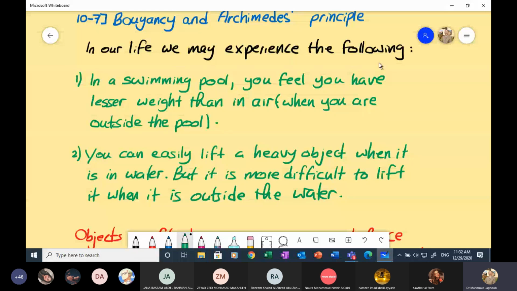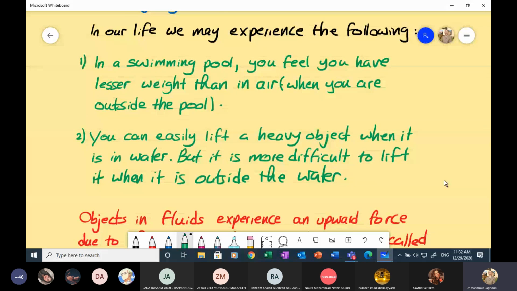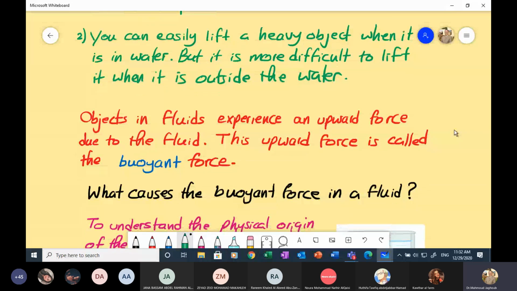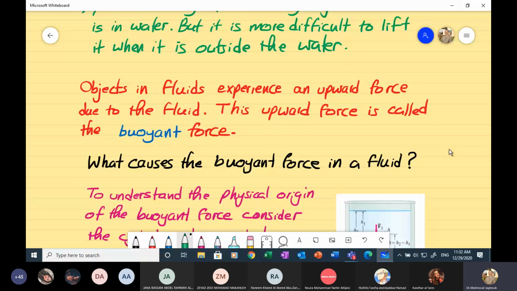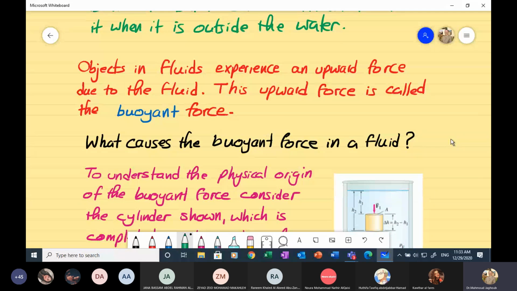So in our life, we may experience the following. In a swimming pool, you feel you have less weight than in air, I mean when you are outside the pool. So in water, you feel lighter. Why does this happen? In fact, when you are in a liquid, which is water, we swim in water, there is a force from the liquid that pushes you upwards. You are pushed upwards by that force. That force comes from the liquid and it is called the buoyant force. Buoyant force means قوة الطفو.